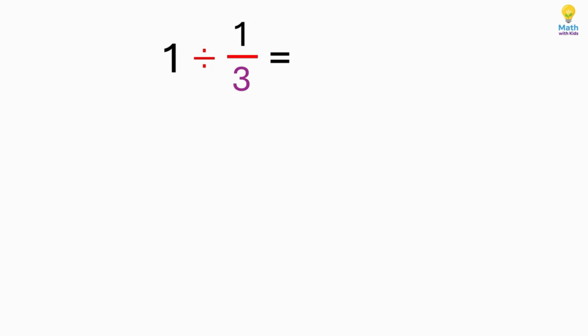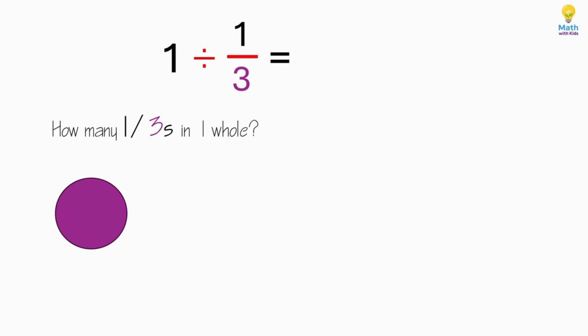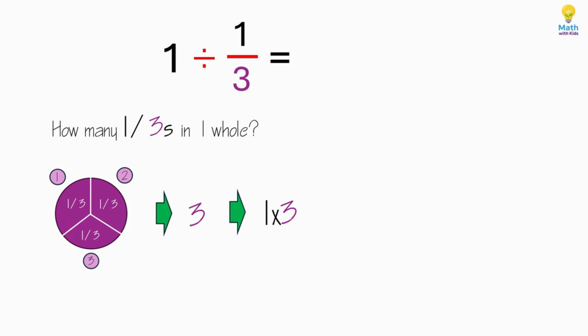Let's try 1 divided by 1/3. We can't share this time. Instead, we ask, how many 1/3s are in one whole? 1, 2, 3. There are 3 1/3s in one whole. We can write this as 1 times 3 and rewrite it as 1 times 3 over 1. Again, keep. Change. Flip. It works.